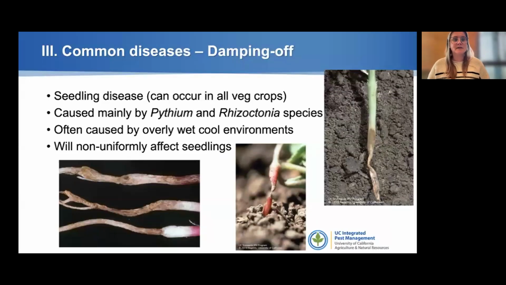The last disease I'm going to talk about is damping off. So damping off is a group of diseases that occur in seedlings and can occur in all veg crop seedlings. It's mainly caused by Pythium and Rhizoctonia species in the soil. And so that's a water mold as well as a fungal pathogen.